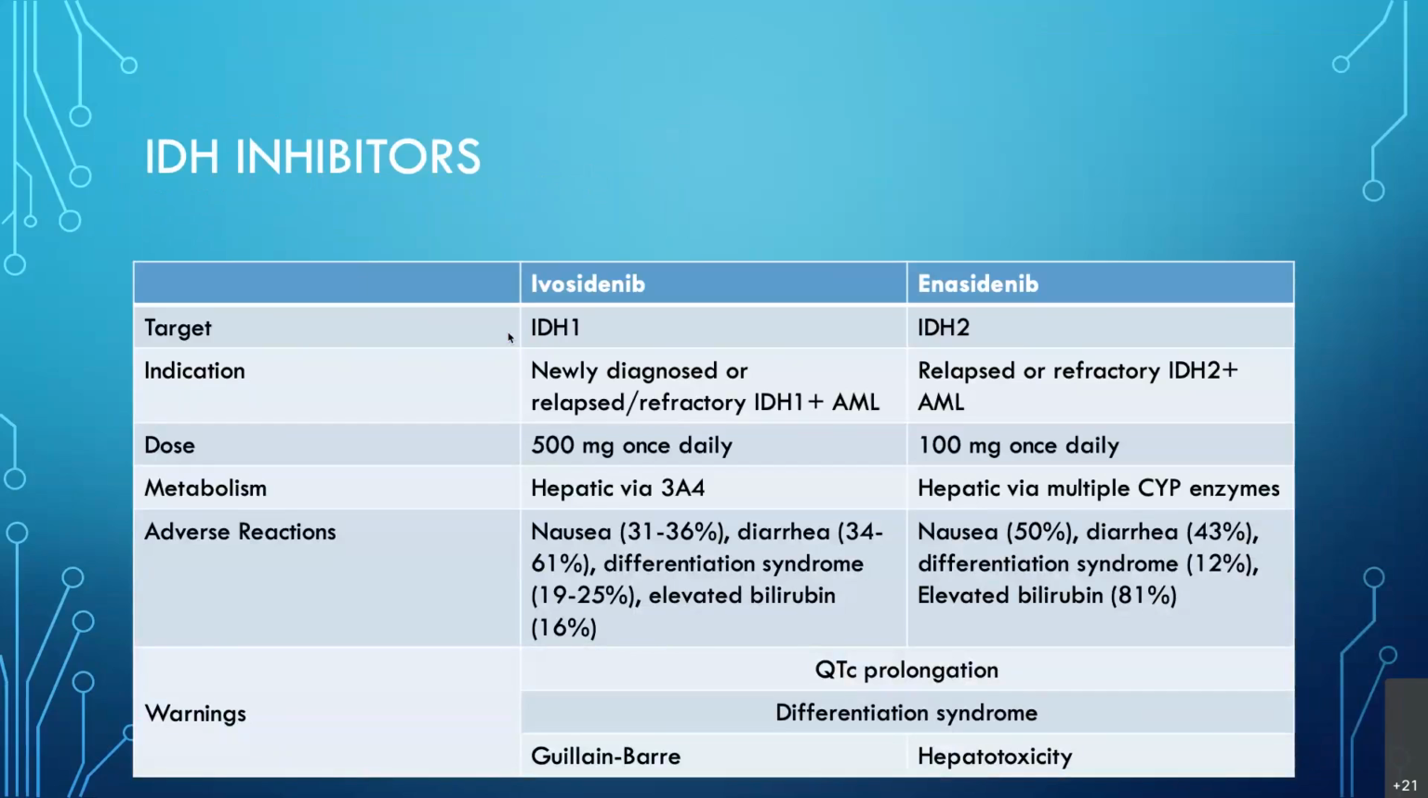Enasidenib is really only approved in relapsed or refractory. So I think if we had a new patient, we could consider it there. Both hepatically metabolized. From an adverse reaction standpoint, we can see nausea, diarrhea, differentiation syndrome is going to be our big class call out. And then elevated bilirubin is the one that's pretty unique, along with hepatotoxicity to enasidenib that does have package insert recommendations for dose modifications. Both agents can prolong the QTc as well.